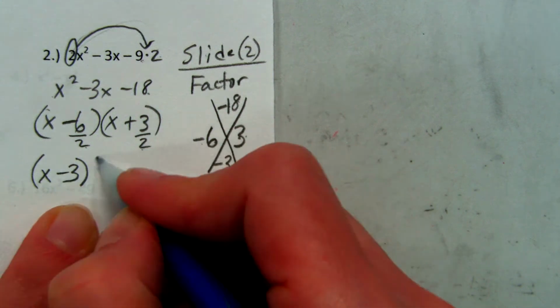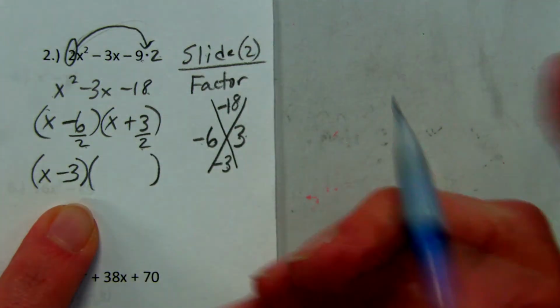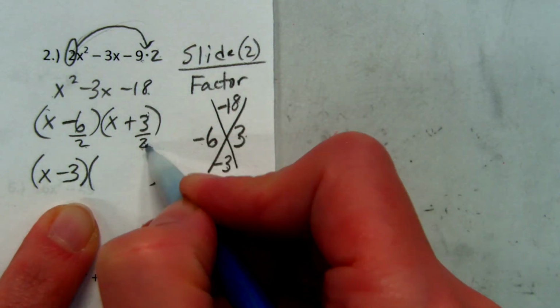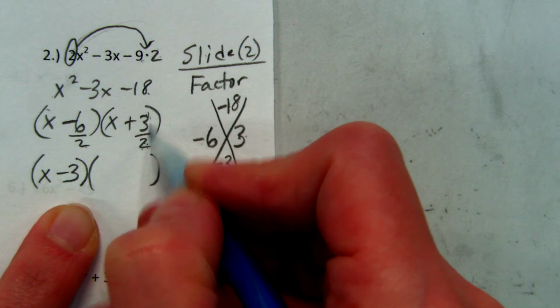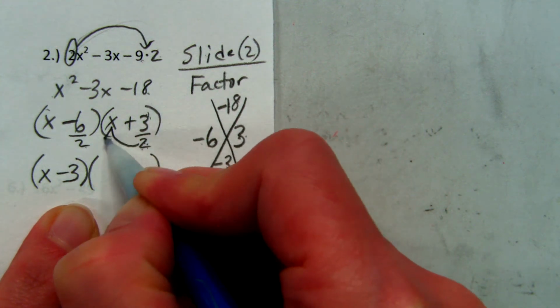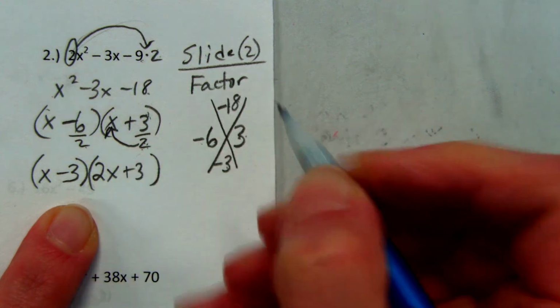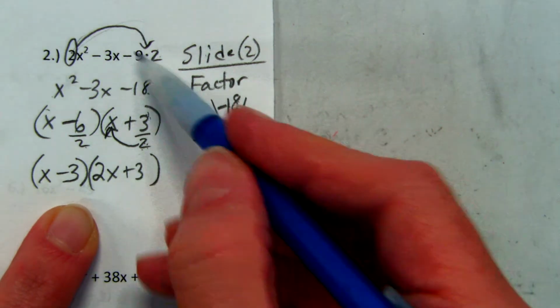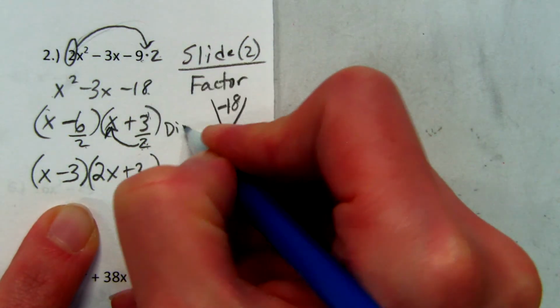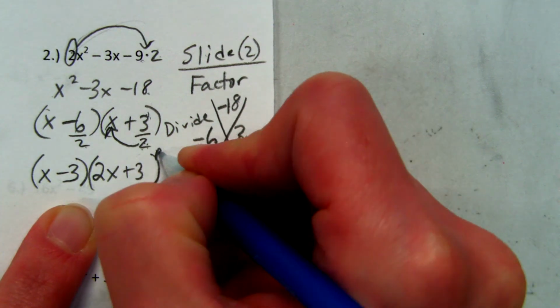3 halves does not reduce. We don't want a mixed number or anything like that. So if it doesn't get any smaller by just dividing them by something, then we just bottoms up the 2, and it goes in front of the x. 2x plus 3. So we did the slide. This part was the divide. And then we did the bottoms up.